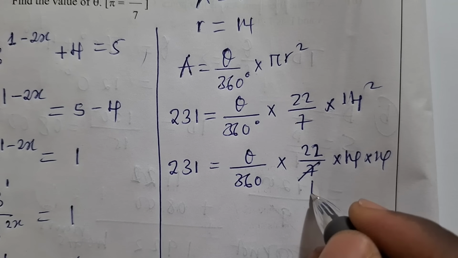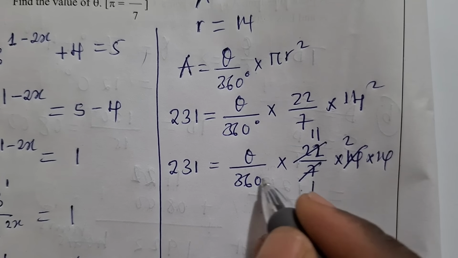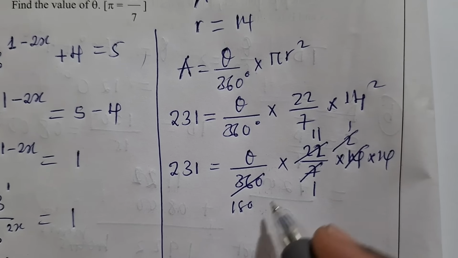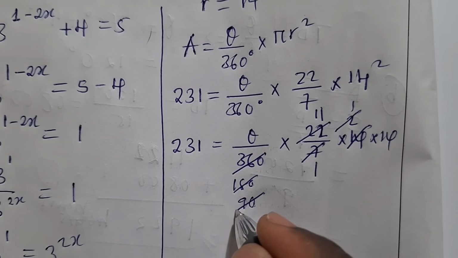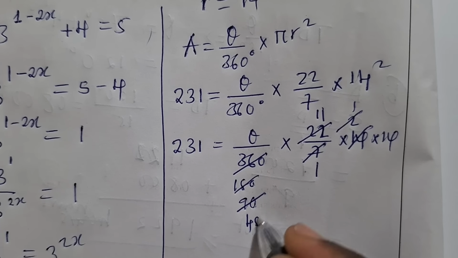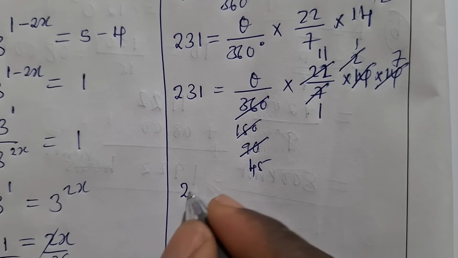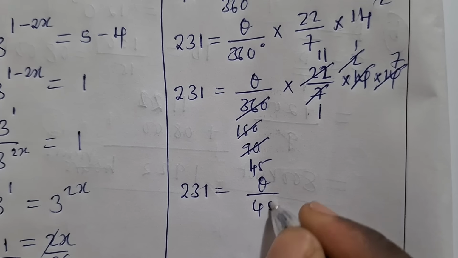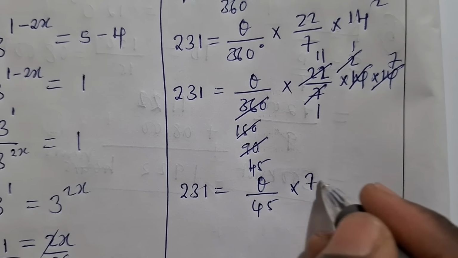So this 7 into 14 is a 2. 2 into 22, 11. 2 into 360, it's a 180. 2 into 2, 1. Into 180, that's a 90. Okay, so 2 into 90, it's actually a 45. Into 14, it's a 7. So we've got 231 is equal to theta over 45 times 11 times 7, that's a 77.